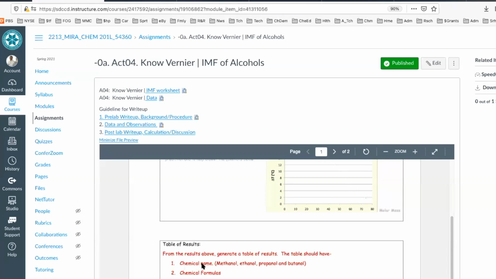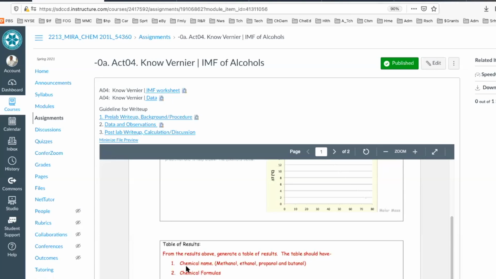Okay, the chemical name that you are investigating: methanol, ethanol, propanol, butanol. Why are propanol and butanol in there even though you haven't used those chemicals? Because you're going to need that information as you make the interpretation of your results. Okay, so put it in this table of results.